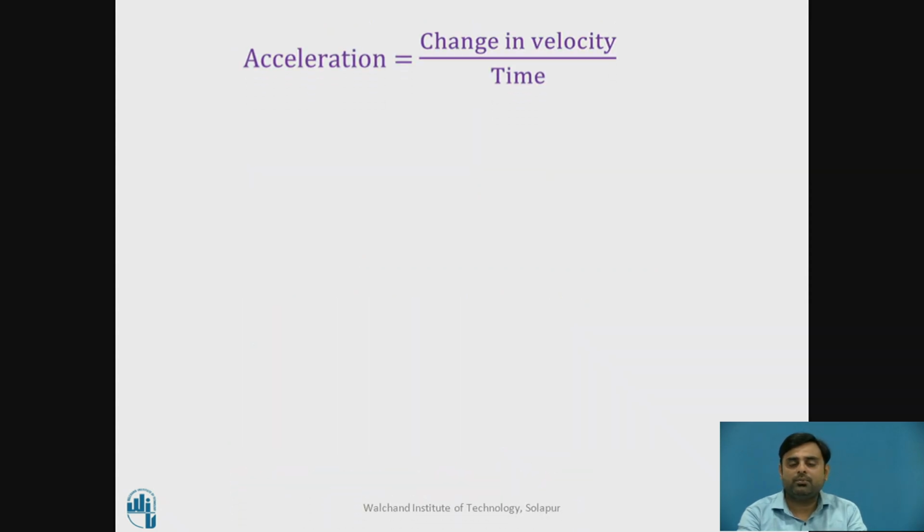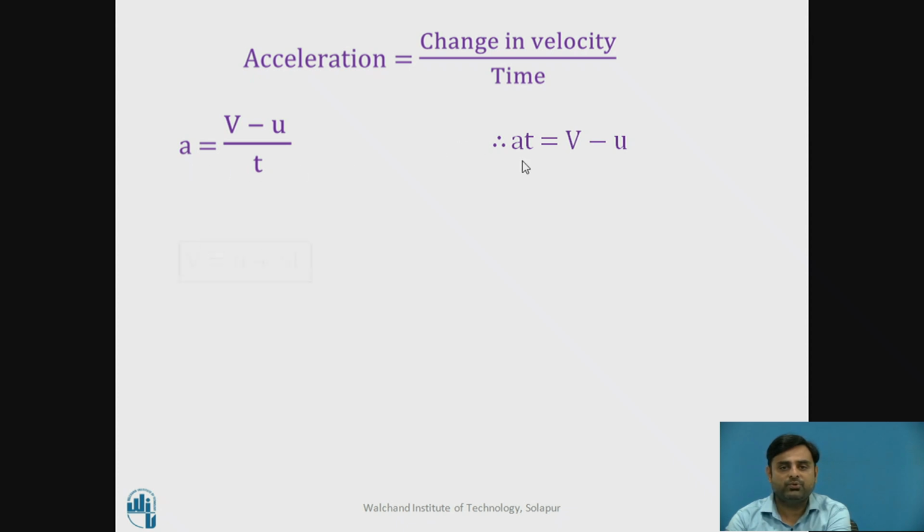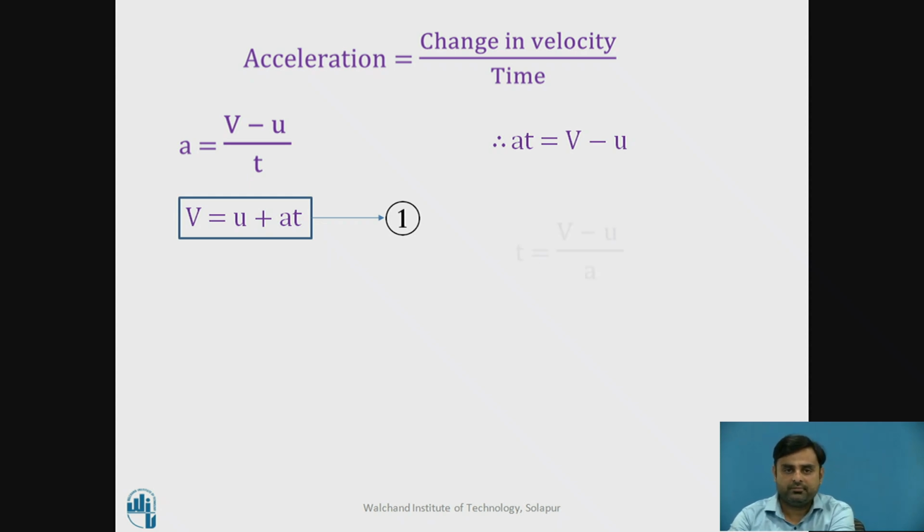Then we know the formula for acceleration. Acceleration is equal to change in velocity upon time. Change in velocity means final velocity minus initial velocity. Final velocity is v, initial velocity is u. So a is equal to (v minus u) upon t. If you rearrange the equation, you will get at is equal to v minus u. Then if you reshuffle, sending u to this side, you will get v is equal to u plus at. This is our first equation for the motion in a straight line.